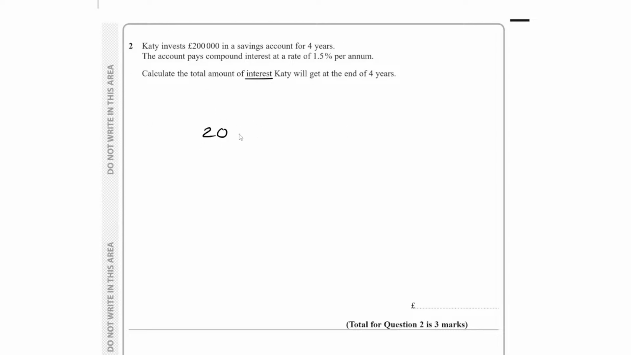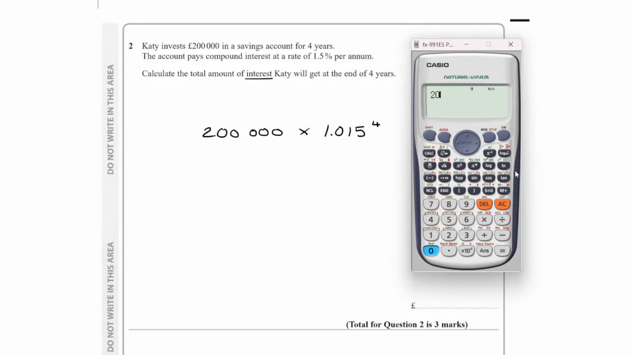We're going to start with obviously our principal amount, which is the 200,000, multiplied by 1 plus the interest rate over 100. So you can write that if you like in brackets, or if you know how to make it into a decimal, it's just 1.015, and then to the power of the time, which is 4 years. So I'm going to put that in my calculator first. So 200,000 times 1.015 to the power of 4. So we get £212,272.71.